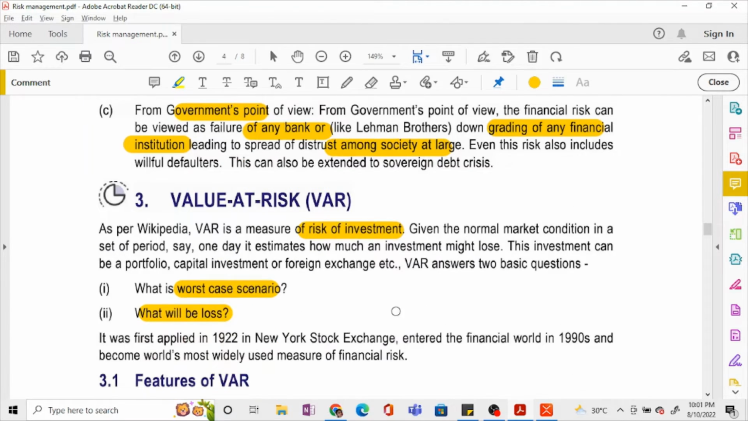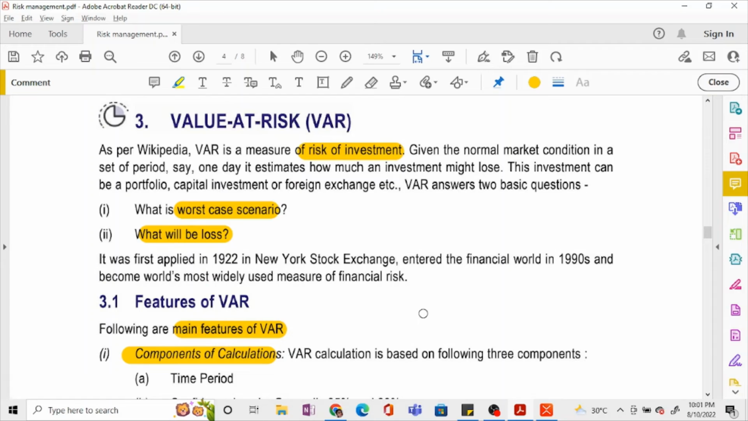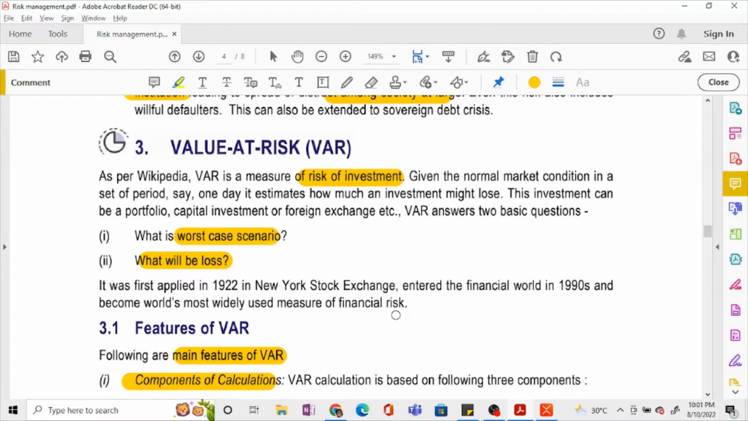Then value at risk. What is it? It is the risk of an investment. If you are investing in any investment now, what will be the worst case scenario? What is the maximum loss that can occur during a certain time period? What is the maximum possible loss? That is called the value at risk.